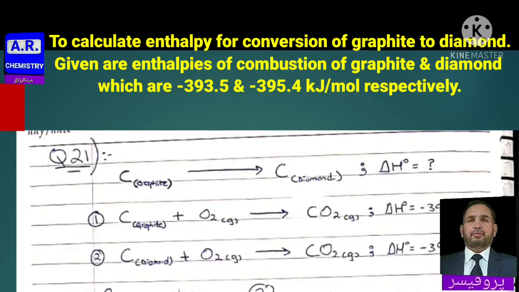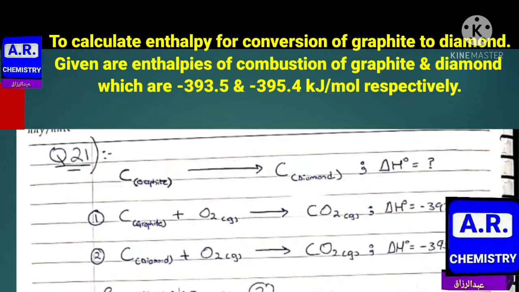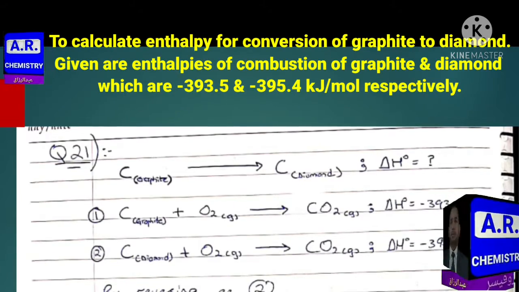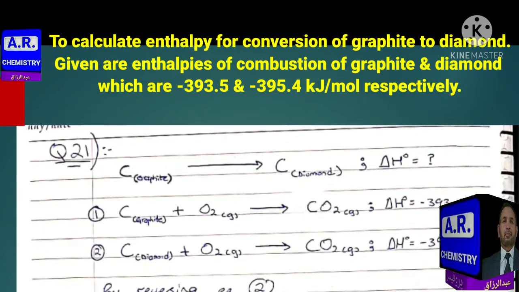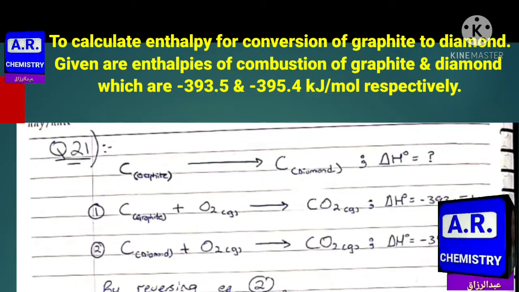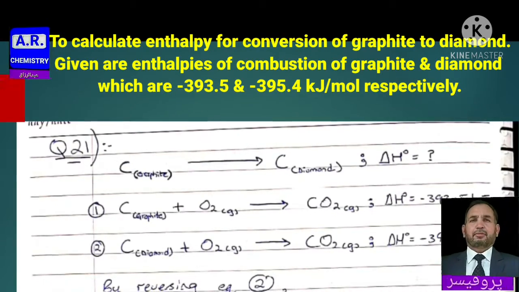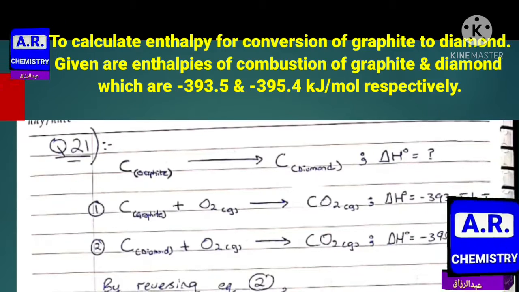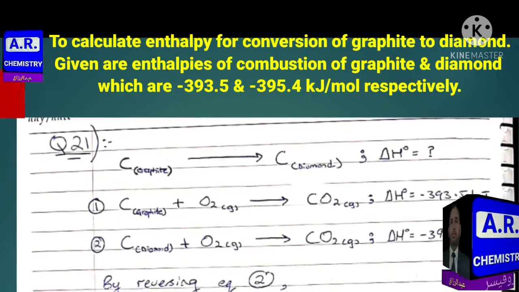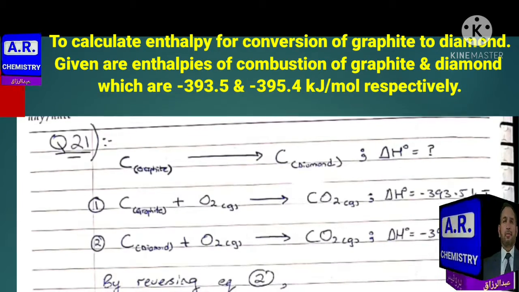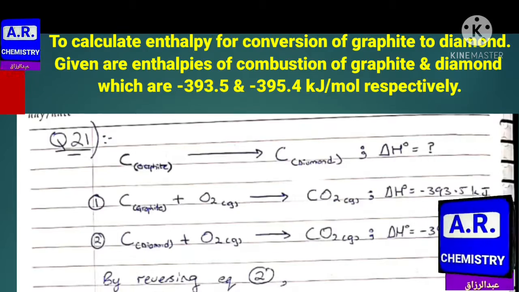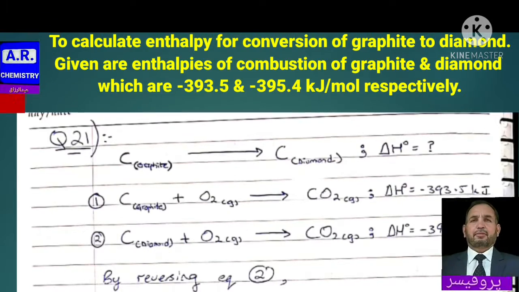So with the help of this data, you are to calculate enthalpy of transition, that is conversion of graphite to diamond. Dear students, you know that both graphite and diamond are allotropes of carbon. Graphite is more stable than diamond. So as we have done in the past, the same practice is here.